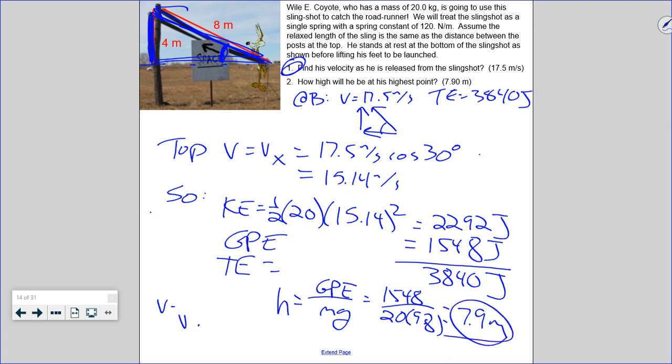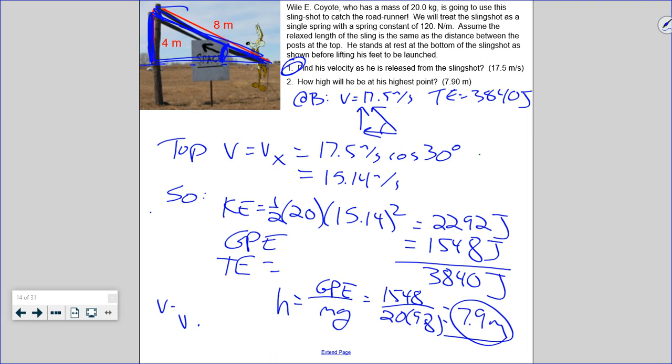Now, you certainly could have done that using projectiles, but since we're doing energy, it kind of made sense there. Okay, so that's that. Honestly, we probably could have done this one in honors. That one's not too bad. The next one gets a little bit more involved.